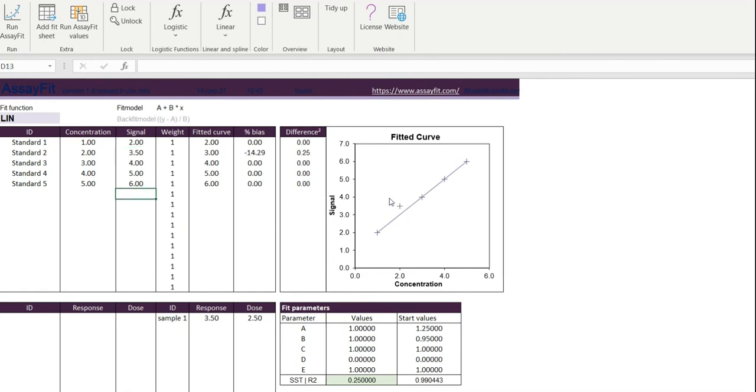Suppose one of the standards measures a little higher. The minimization of the sum of squares is then performed by testing many different parameter a and b values. This results in a line as closest to all the data points as possible. Now there is a difference between the measured value of standard 1 and the calculated value from the fitted curve. Based on this curve, our unknown value of 3.5 will also obtain a different calculated concentration.